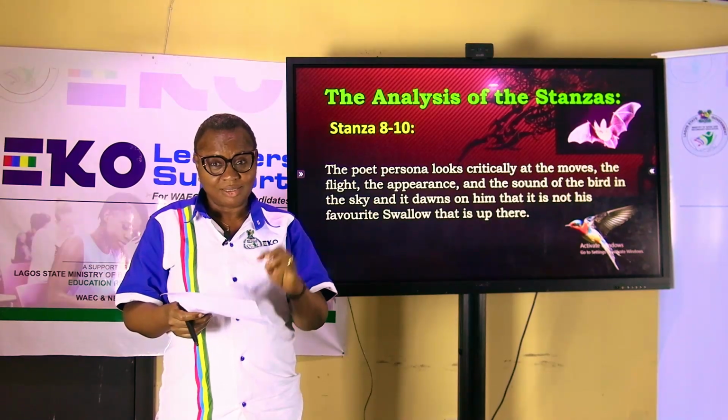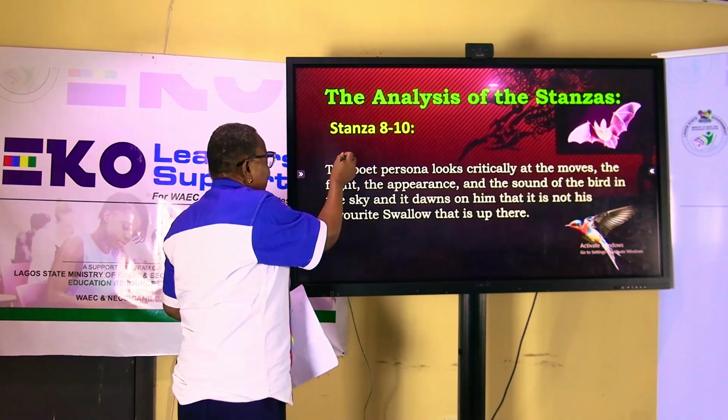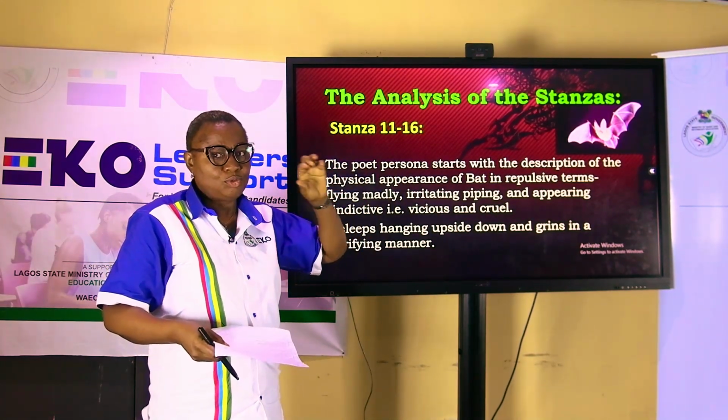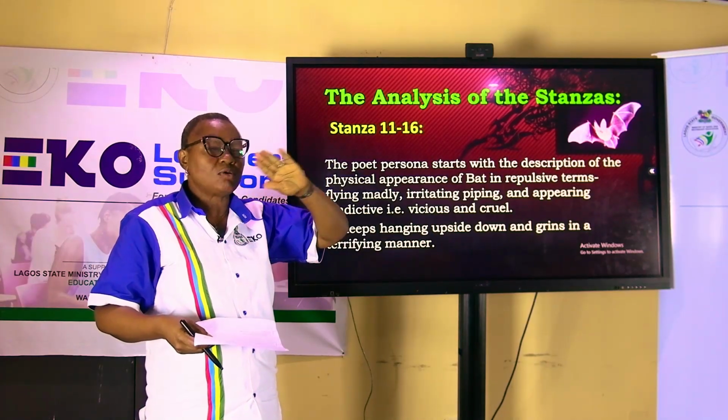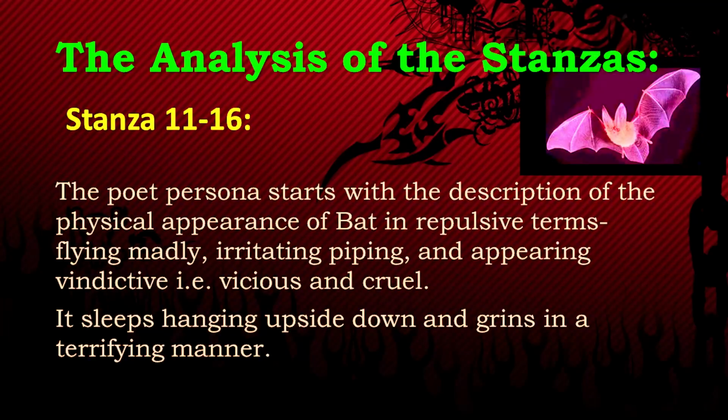It is actually a mammal called a bat. And from that point, he begins to show his disgust against this animal. The poet persona starts with the description of the physical appearance of bats in repulsive terms. Flying madly, irritating, piping, appearing vindictive, that is vicious and cruel. It sleeps hanging upside down and grins in a terrifying manner.